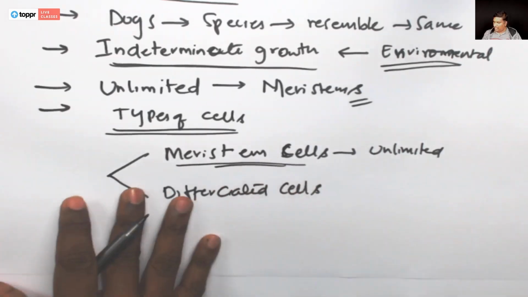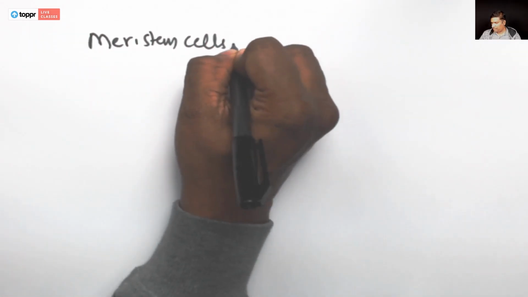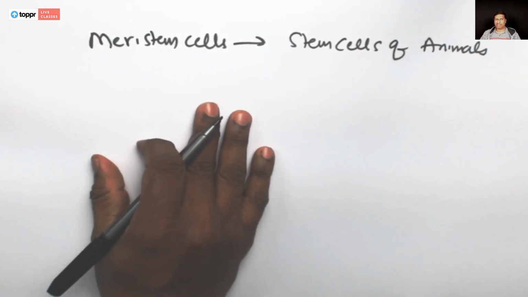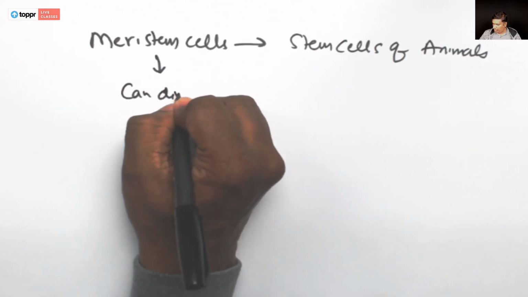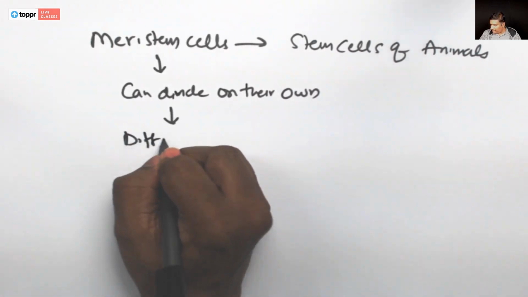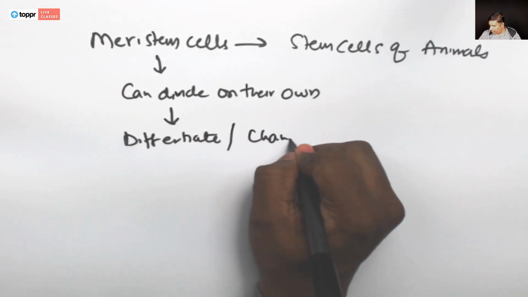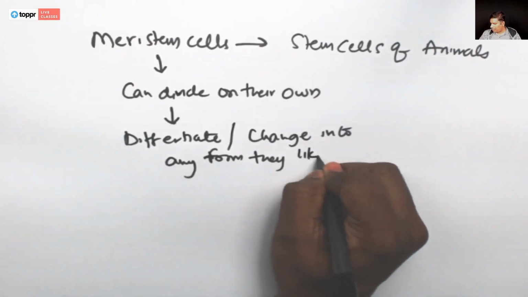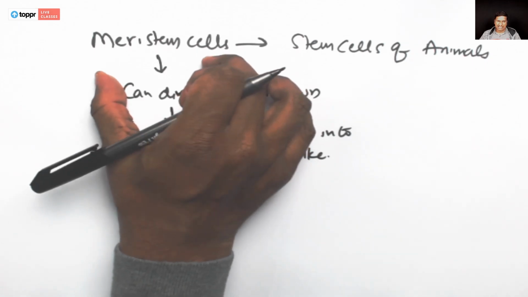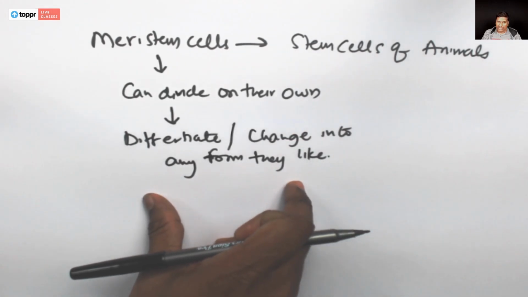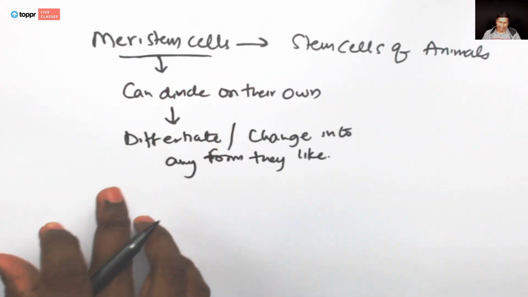Now these meristem cells are like the stem cells of animals. That is, these meristem cells can divide on their own, and they can differentiate or change into any form they like. They have the potential to differentiate into any kind of cell, and these meristem cells have very rapid growth.